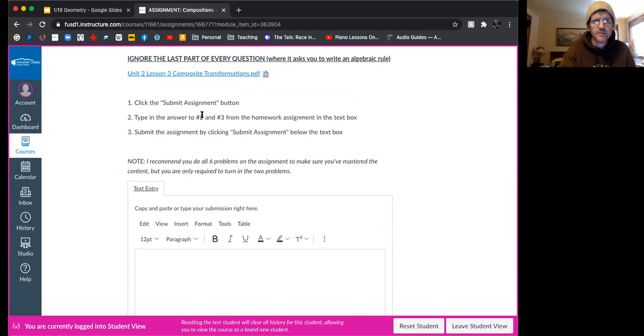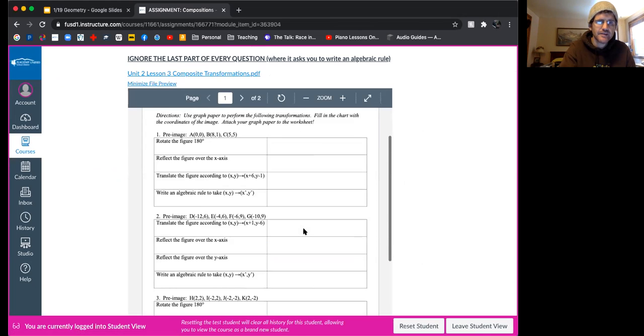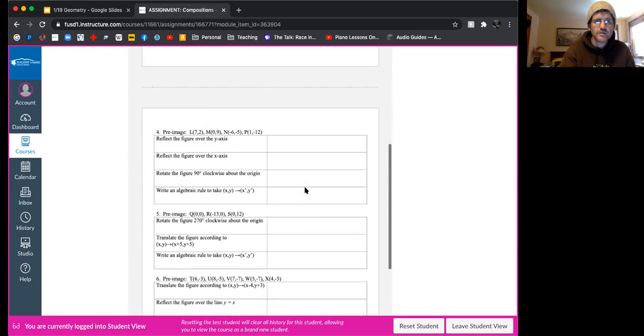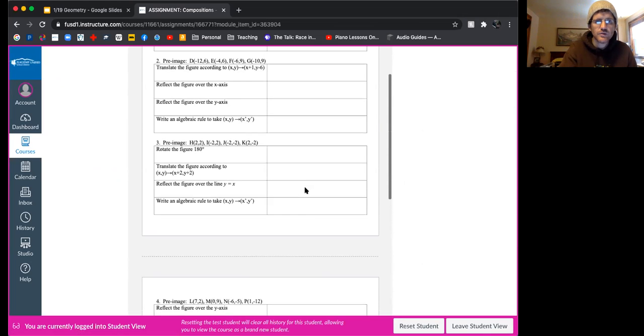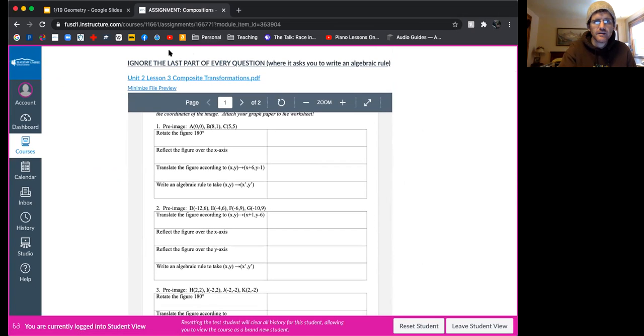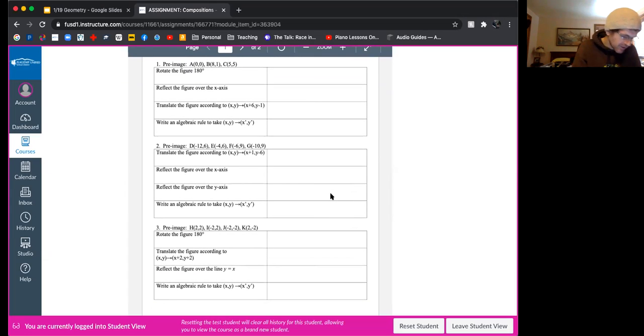And it says type in the answer to number 2 and number 3. And I wanted to explain what I mean when it says type in the answer to number 2 and number 3, because here's your actual assignment. And you've got 6 problems here. So there are 6 problems on this, but you don't have to turn in all 6 of them. You just need to do problems 2 and 3 in order to get credit for this. And it says ignore the last part of every question. So if I look at this, every last one of them says write an algebraic rule. Don't worry about that part. So ignore that.